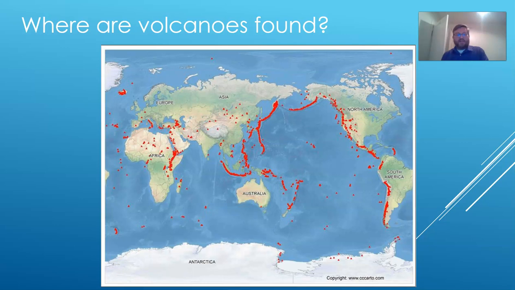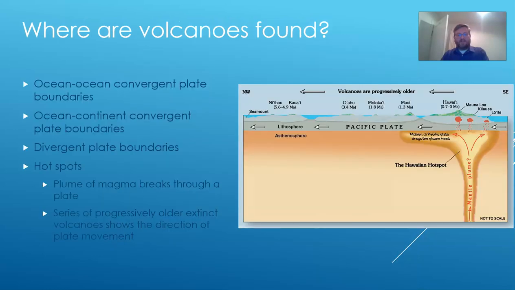You may see a few things that jump out at you about the locations of these volcanoes. And so we're going to talk about where volcanoes are formed, and we'll flip back to this map to show how these things can be seen on the surface of the Earth.